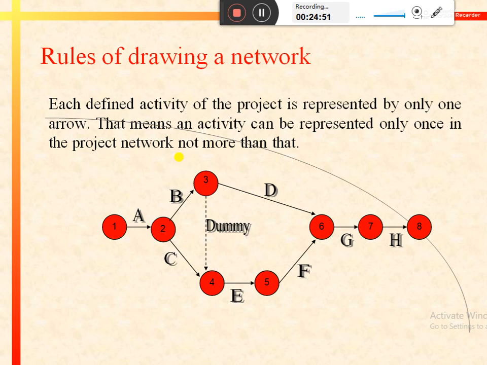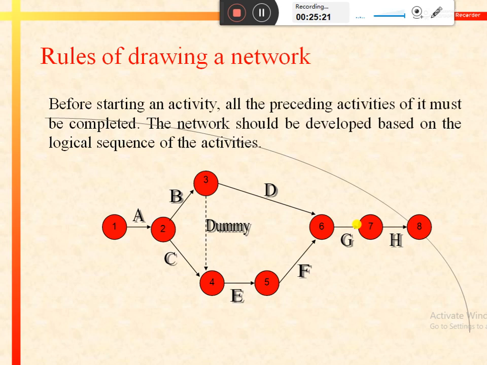They cannot be represented more than once in any particular network. So activity B is also represented only once. Similarly, activity D, activity E, activity F or activity G, all of them are represented only once. So it is the most fundamental rule of drawing a network that all the activities in a particular network should be shown only once and not more than that.